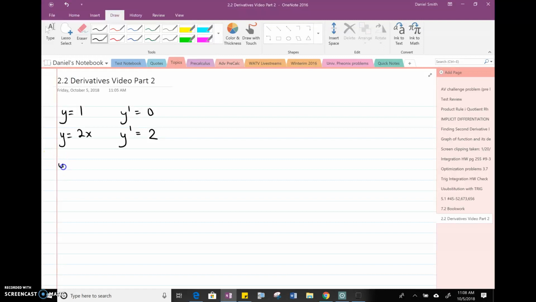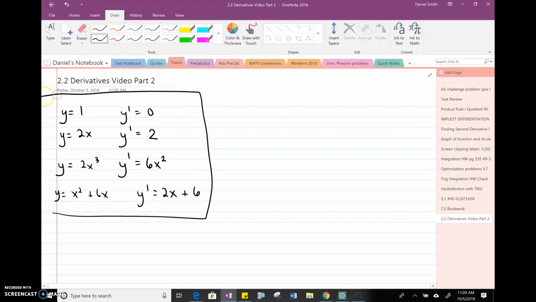Okay? If you take the derivative of something that has an exponent like 2x to the third, then the shortcut rule is you bring the exponent down front, so the 3 goes down front and joins the 2, and that makes 6. And then you subtract the exponent by 1, so 6x squared is the derivative. And the last rule was a combination: what if you have something like x squared plus 6x? How do you find the derivative of that? Well, you just take the derivative of each individual piece. So the derivative of x squared would be 2x, and the derivative of 6x would be 6. So those were our derivative shortcut rules.